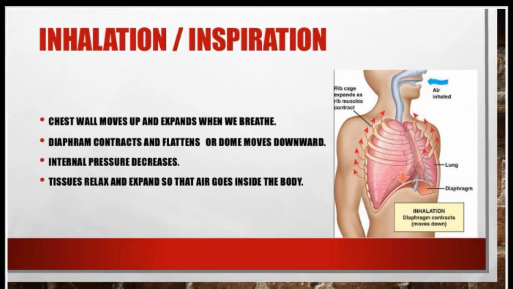You can see a picture there, air inhaled, and the rib cage. The rib cage expands as rib muscles contract, and you can see the lungs and the diaphragm coming downwards to form a flattened shape. In inhalation, the diaphragm contracts and moves down. Okay, clear with inhalation or inspiration?